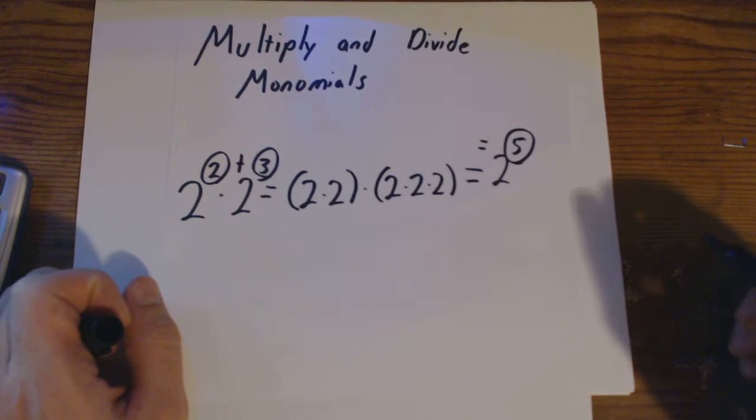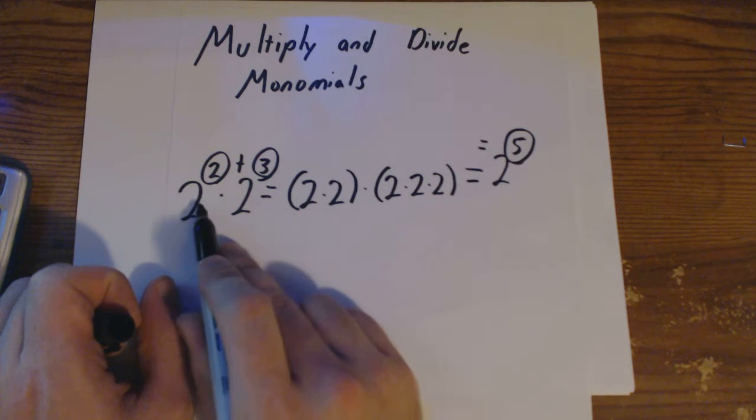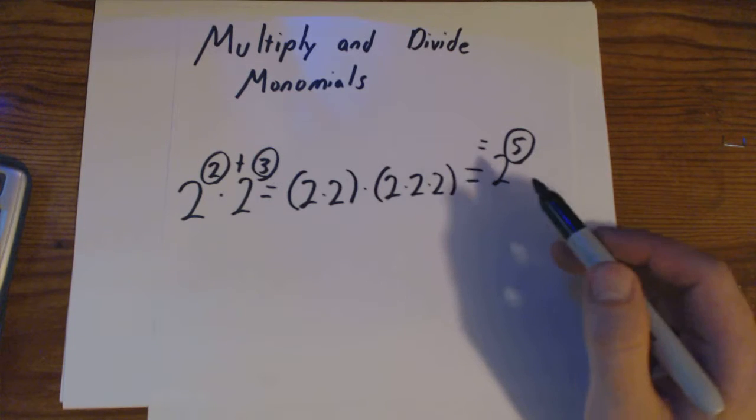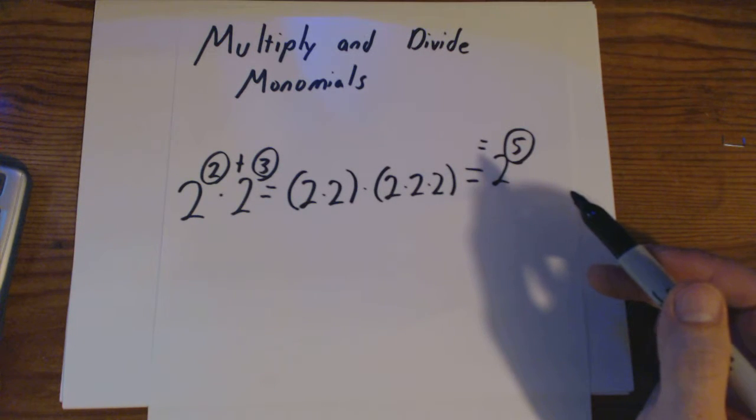It's pretty cool, huh? Instead of having to write this all out, you could take the exponent here, add it to this one, and you're going to get this one. So that's kind of how multiplication is going to work when we're doing these. Let's look at an example with division.